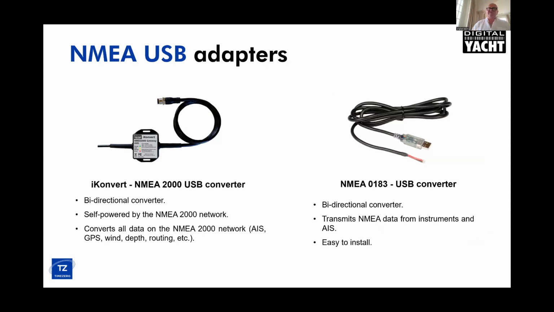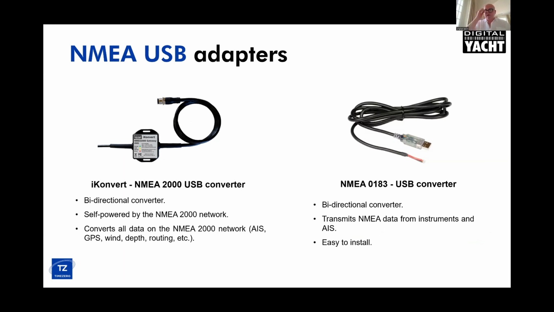So let's have a look at the USB type adapters we do. First one, called iConvert, is a USB device, plugs into the USB A socket or C socket if you've got a modern machine. And then it takes power from the NMEA 2000 backbone, so there's no need for any separate power adapter. Plug it in, away you go, and it will convert the NMEA 2000 data that's not understood by software applications typically into regular NMEA 0183, so you get GPS, AIS, and so on.